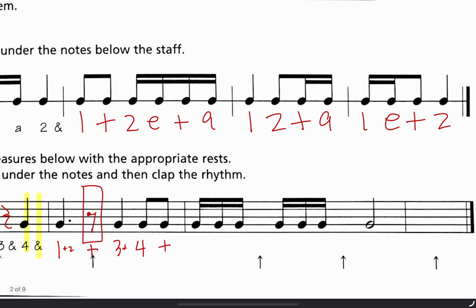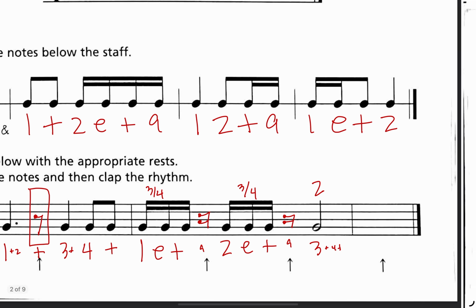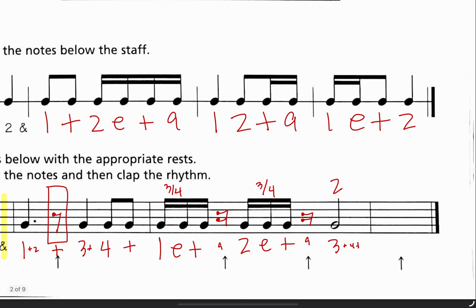Okay, here we have a half note that gets 2 beats. We have 3 16th notes, which is 3/4 of a beat, and another 3 16th notes, which gives us 3/4 of a beat. They are each missing their 4th, and so we're going to put 16th rests in there, and we have 1 E and 2 E and 3 and 4 and.